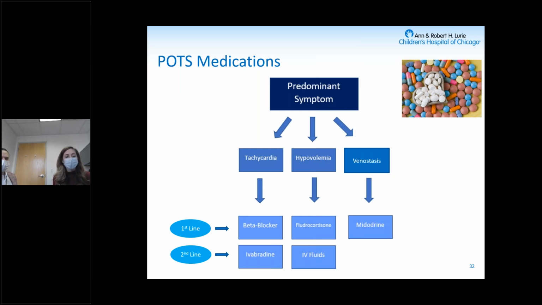It's a peripheral alpha-1 adrenergic receptor agonist. It's a direct vasoconstrictor, so it enhances venous return, cardiac preload, and stroke volume. And again, it works really well for patients who have significant venous pooling or have really low blood pressures. The issue with it is that it can cause a lot of side effects, so numbness and tingling, and can cause supine hypertension as well. It has to be given 3 times a day, and the patients have to be upright when they take it, which is hard for a lot of these patients.